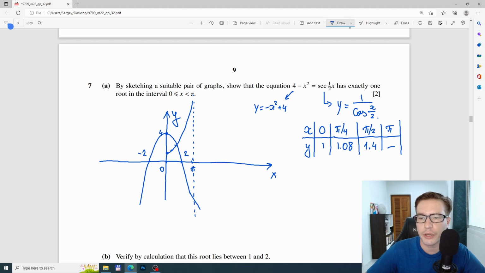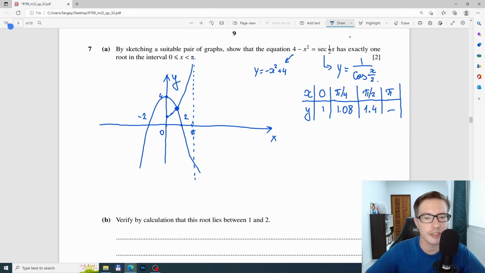Now, we have to show that there's only one root in the interval, and we can see that by looking at the sketch and seeing that there's only one point of intersection. So let's write this as a conclusion. One point of intersection, therefore only one solution.